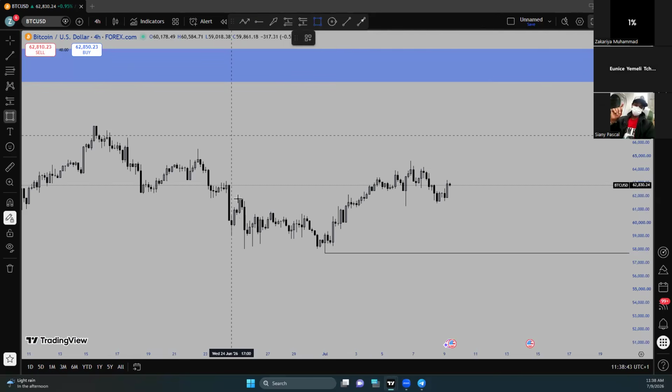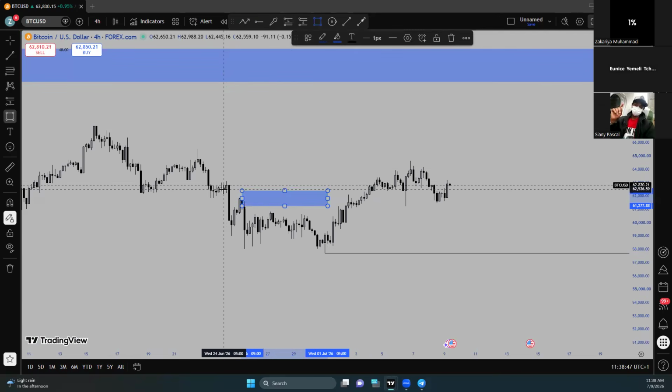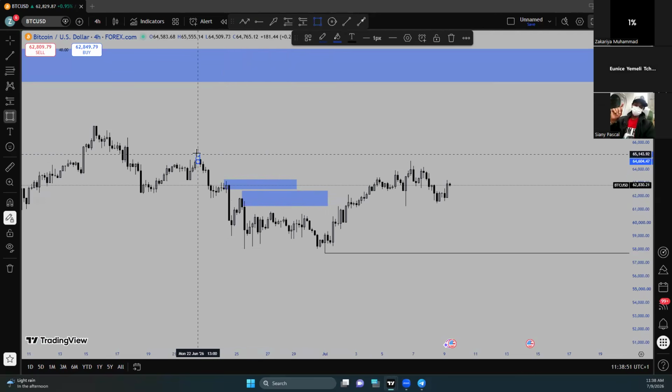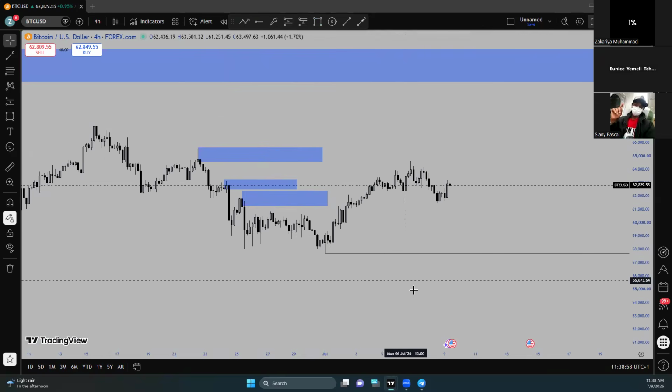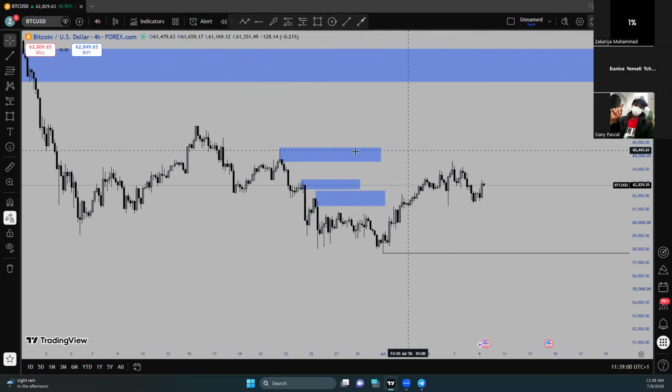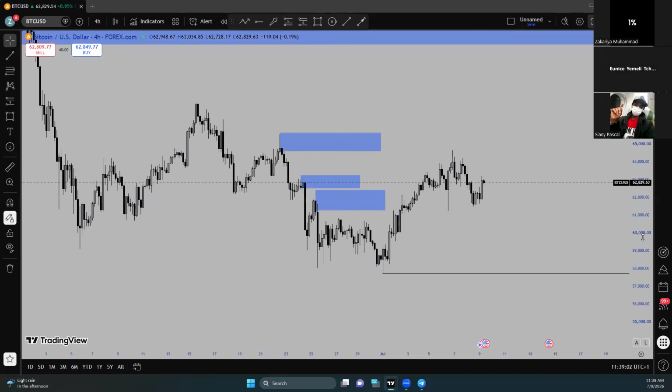Where are they? This order block. We have another order block right here. All those zones. What is the purpose of us marking these zones? Who can answer me this question? What is the purpose of us marking these zones?